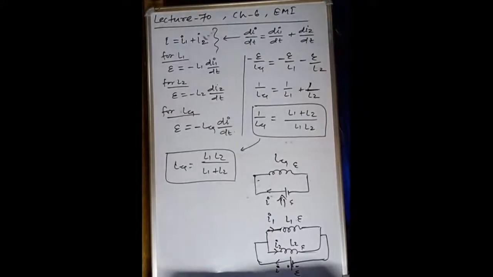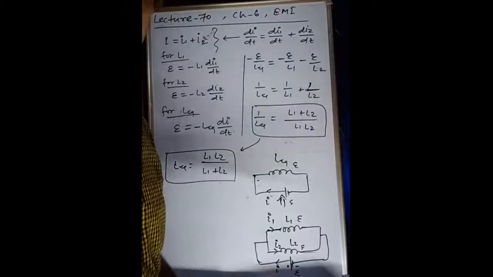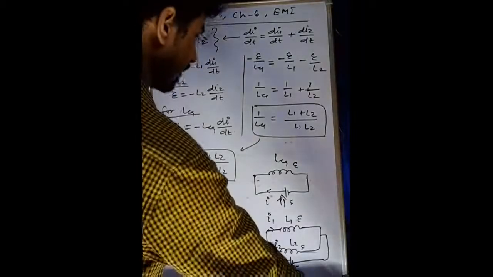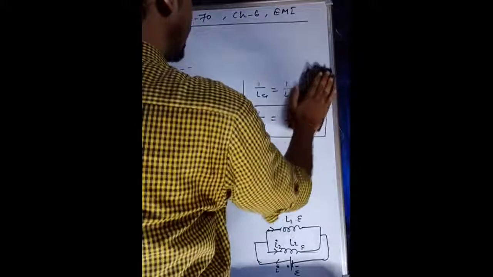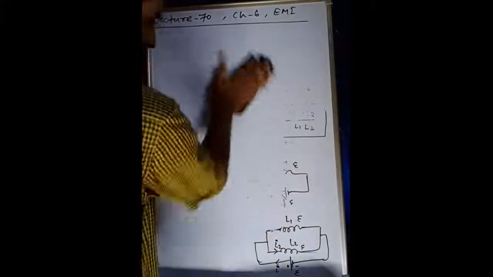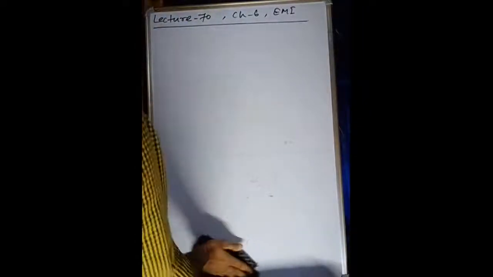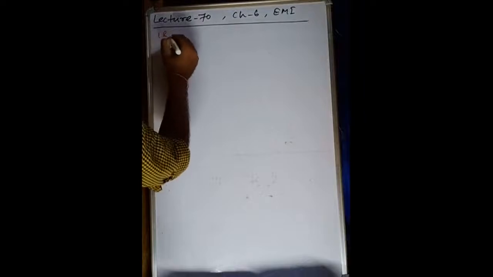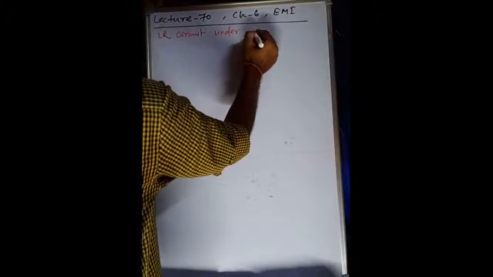Okay student, now we are going to solve few questions of LR circuit under DC supply. You will study the LR circuit under AC supply also, and that you have to study in the next chapter, that is the alternating current. Here in this chapter we are going to study the LR circuit under DC supply.